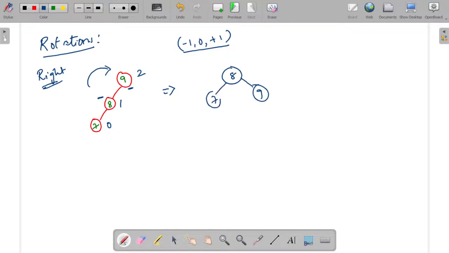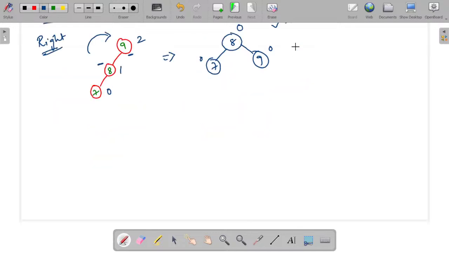If you compute the balance factors now, for leaf nodes it is going to be 0, and for this node it is going to be 1 on the left side and 1 on the right side, so it is going to be 0. Now the balance factors are within the allowed range, which is -1 to +1. So we say that this is a valid AVL tree.